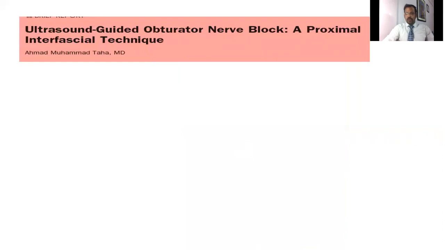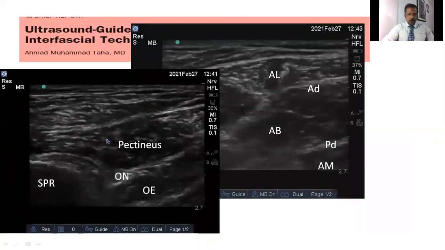And this was described by Taha. As you see, this is the superior pubic ramus. This is the common obturator nerve lying between the pectineus and obturator externus. And this nerve again divides into anterior and posterior division. The anterior division lies between adductor longus and brevis, and the posterior division between brevis and magnus. If I deposit the drug between pectineus and obturator externus, I block the common obturator nerve. If I deposit the drug between longus and brevis, I block the anterior division. And if I deposit the drug between brevis and magnus, I am blocking the posterior division of obturator.